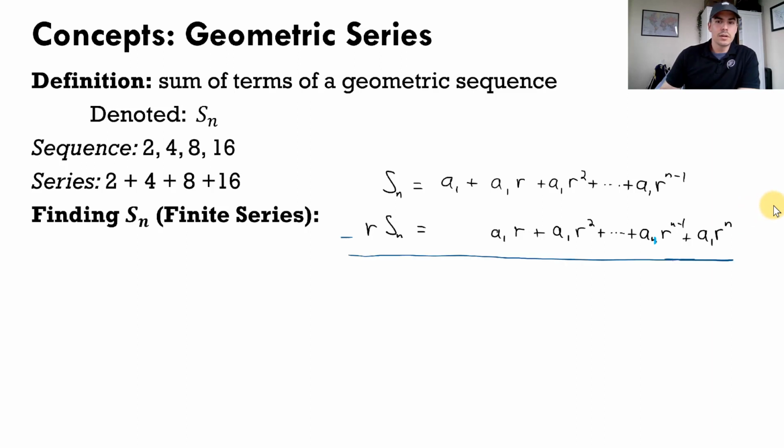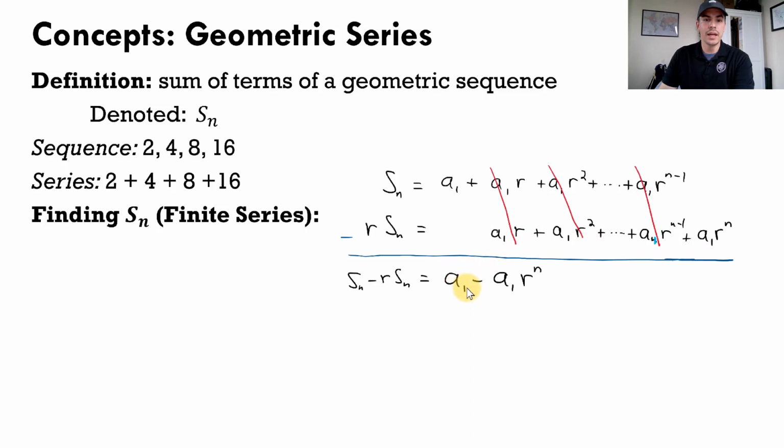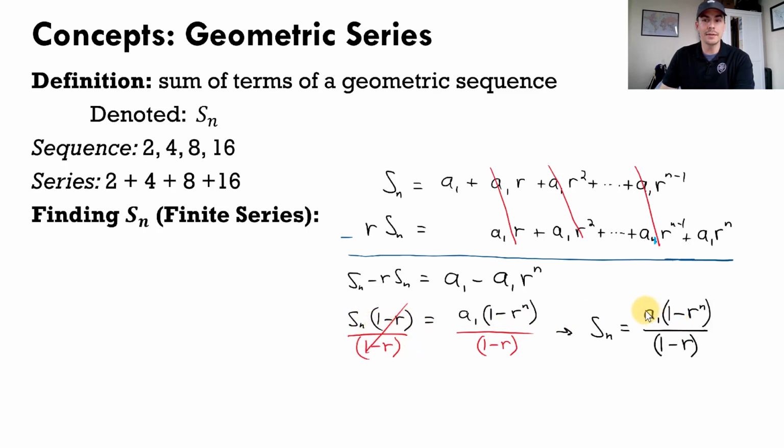Now again, I'm going to do something a little weird. I'm going to subtract these two equations. And when I do that, I get S sub n minus r S sub n on this side. But now we can see that since I have the same terms on the top and bottom and I'm subtracting these two, those are going to start canceling out, right? All these terms are going to start canceling out. So all I'm left with really is a sub 1 minus a sub 1 r to the n. And if I were to factor out my S sub n on the left-hand side and factor out a sub 1 on the right-hand side, and then divide both sides by 1 minus r to solve for S sub n, I would get this expression right here, which is our formula for a finite series.